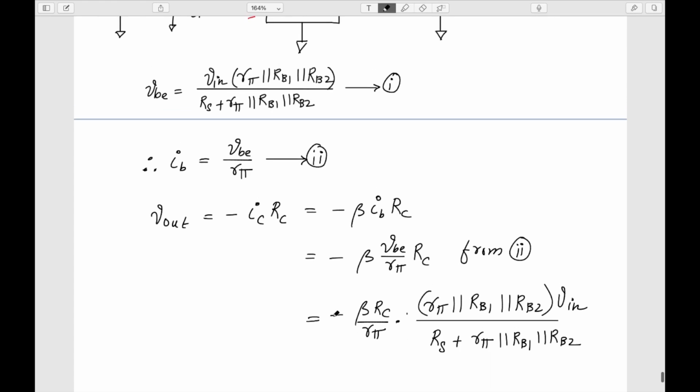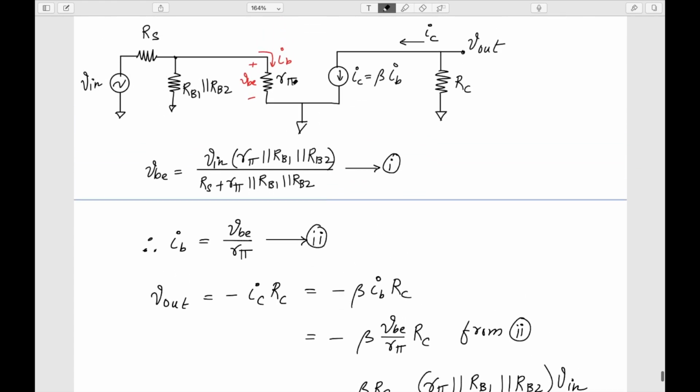So in this kind of problem, what you are supposed to do is just proceed step by step, and you will see that one parameter is dependent on another, and we just need to keep substituting it. So we just need to remove the intermediate parameters. The intermediate parameters you can see here are the small IB and small VBE. So finally we have to find the ratio of V out by V in with respect to all the resistances, beta, and this R pi.